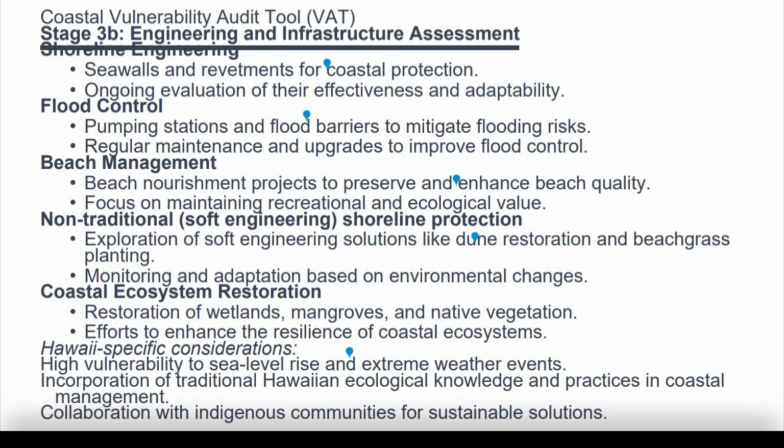For Stage 3B, which is engineering and infrastructure assessment, we discussed the shoreline engineering, flood control, beach management, non-traditional shoreline protection, and coastal ecosystem restoration. Beach nourishment projects are created to preserve and enhance the beach quality. They maintain recreation. Exploration of soft engineering solutions like dune restoration and beach grass are efforts of soft engineering. Monitoring and adaptation based on environmental change is very important. The seawalls and revetments for coastal protection are what keep shoreline engineering effective and up to date.